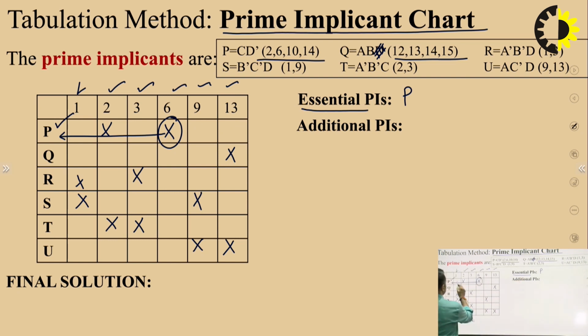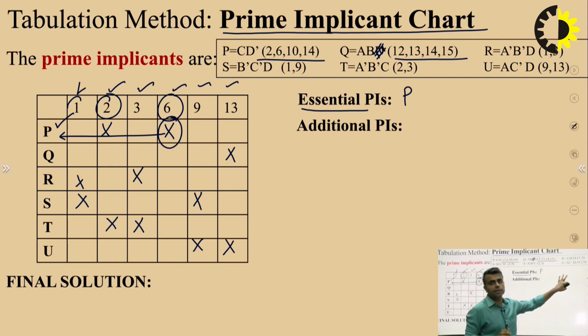So P is covering 2 and 6. So 1, 3, 9 and 13 are still left to be covered. That means this essential PI is not going to help me in that case. I need to add some more prime implicants. Out of these Q, R, S, T and U, I have to search for minimum terms which will cover all these terms. So to cover 13, 13 can be covered with Q and U. So I can pick U to cover 9 and 13. Then 1 and 3 will be left.